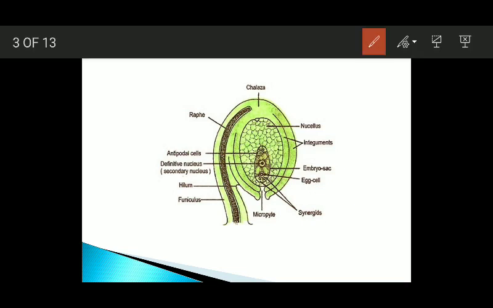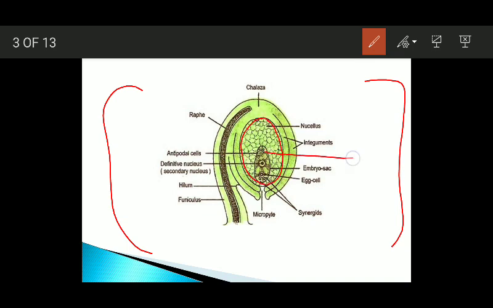Here you can see, this is the detailed structure of ovule. The major portion of ovule, the bulk of ovule, is composed of diploid cells, and these diploid cells constitute nucellus. Okay, the nucellus is covered on all sides by integuments, and the number of integuments can be either one or two depending upon the plant species.